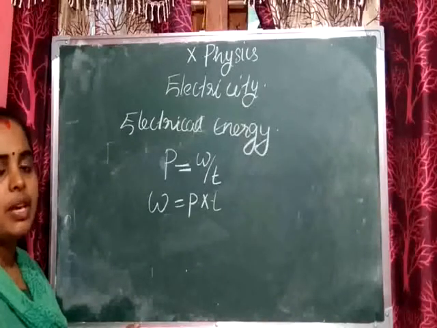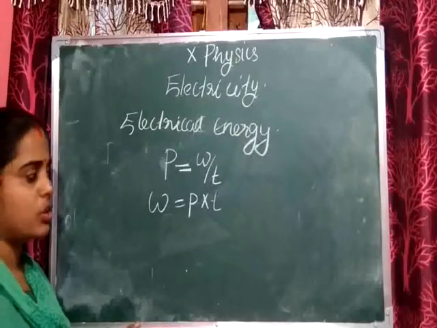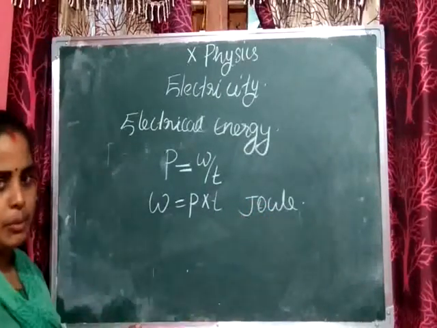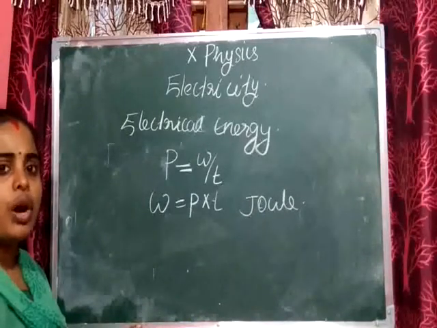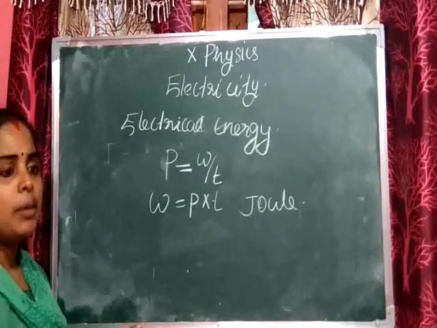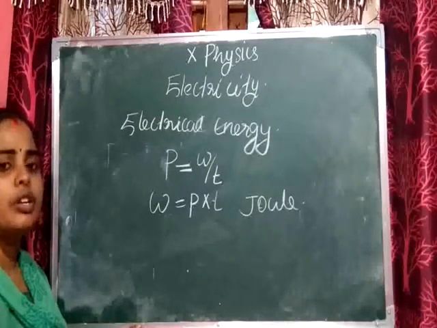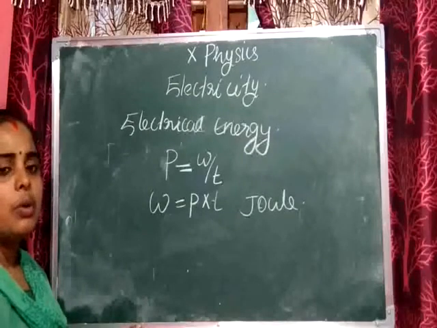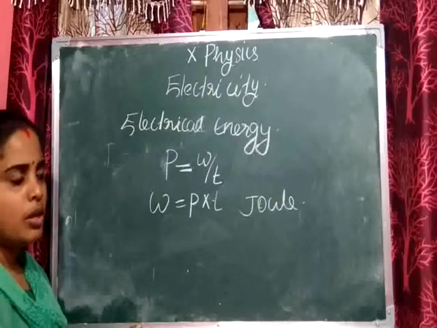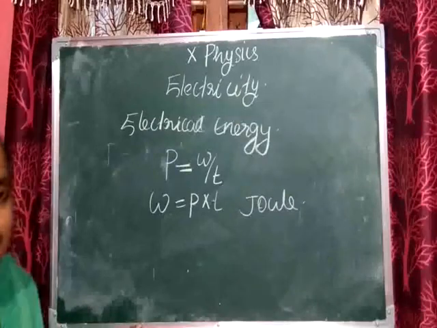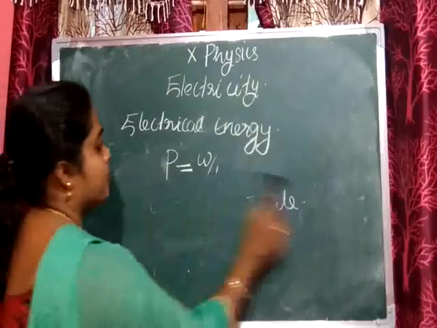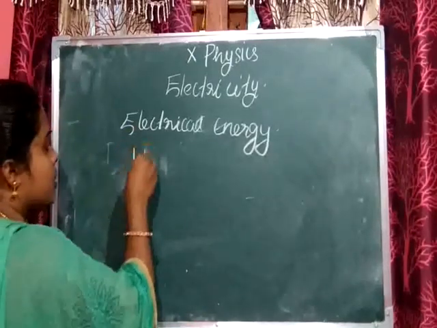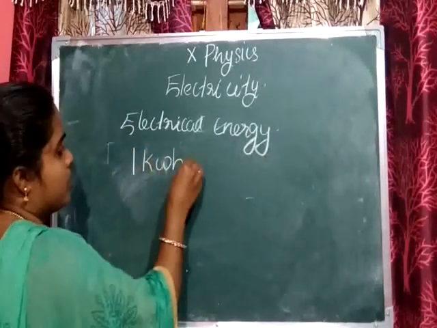The SI unit of energy is joule. But here we are using watt hour. For commercial purposes, the commercial unit of electrical energy is kilowatt hour. And this kilowatt hour we can convert into joule. So let us convert 1 kilowatt hour, that is 1 kWh, into joule.